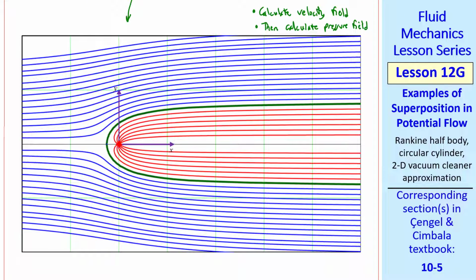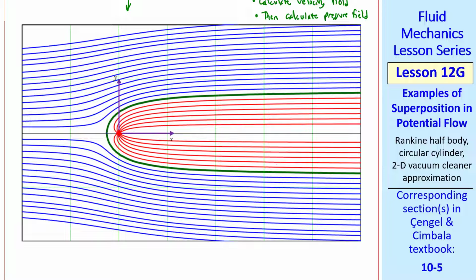We call it a Rankine half-body because this body goes on forever to infinity. It never has a rear end, only a front end. Notice that it's symmetric top and bottom about the x-axis. And this dark green line is called the dividing streamline. It divides flow inside this body from flow outside this body. By the way, the flow is from left to right.